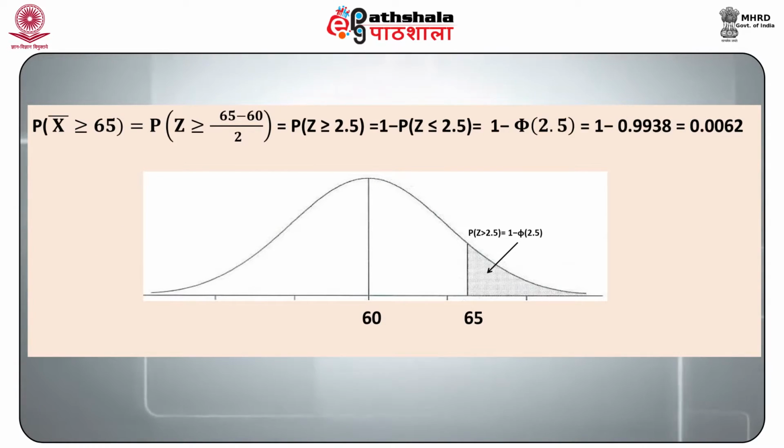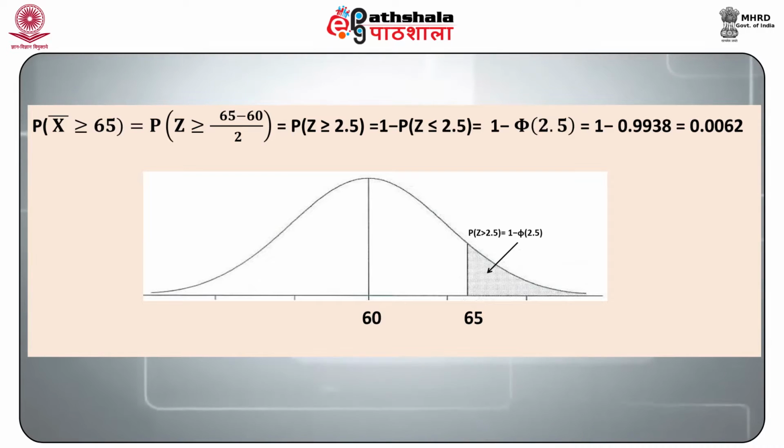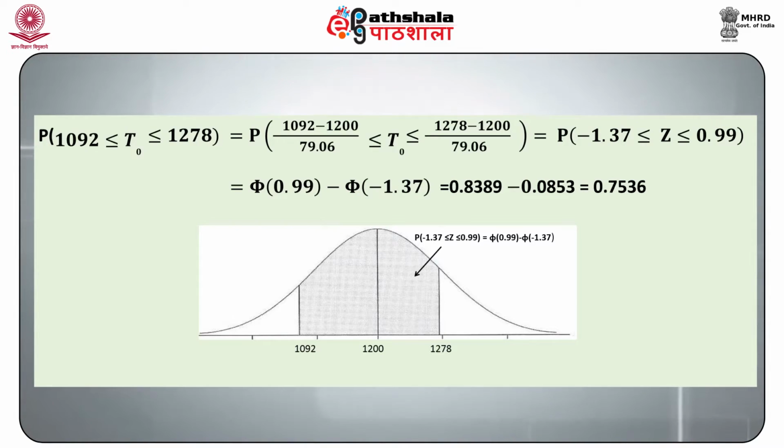Probability of x bar greater than or equal to 65 is equal to probability of Z greater than or equal to (65 minus 60) upon 2, which is equal to the probability of Z greater than or equal to 2.5, equal to 1 minus probability of Z less than or equal to 2.5, which is equal to 1 minus phi 2.5, which is equal to 1 minus 0.9938, which is equal to 0.0062.